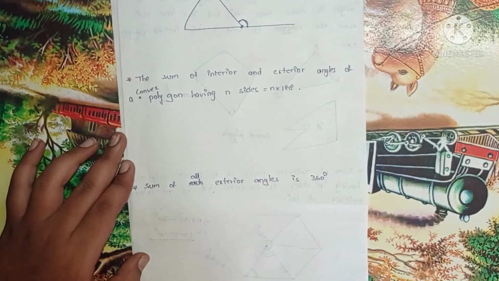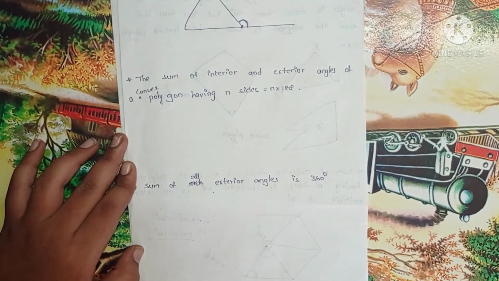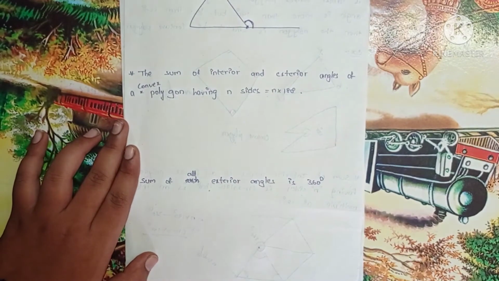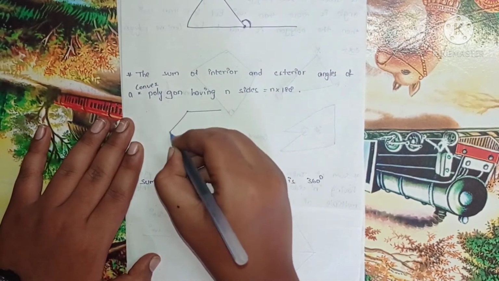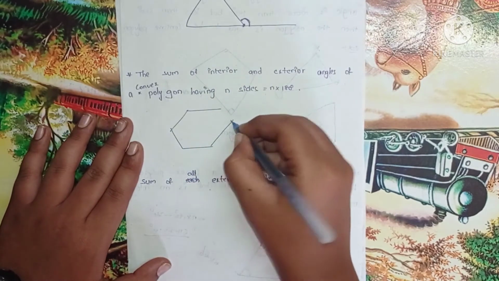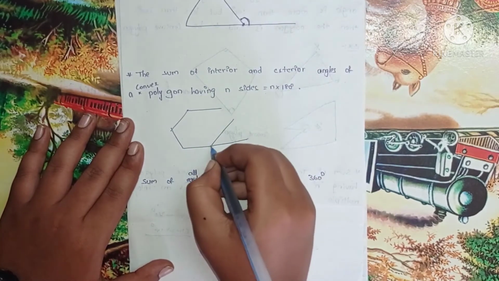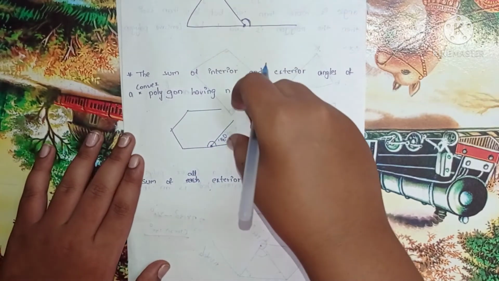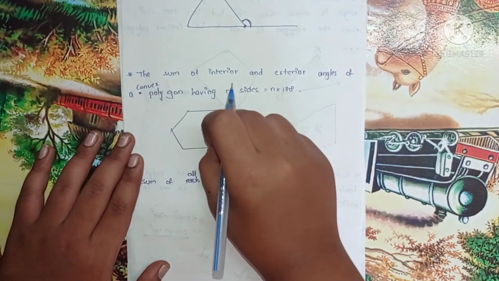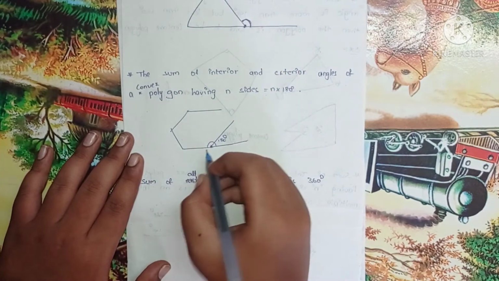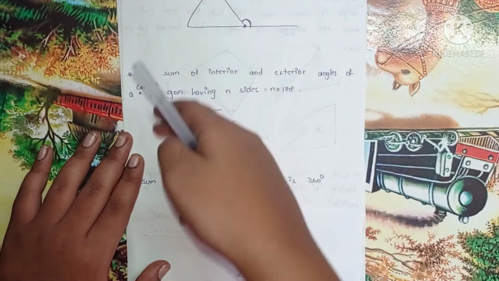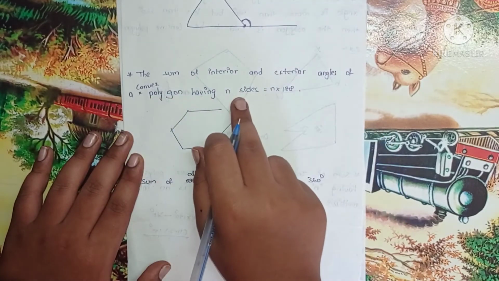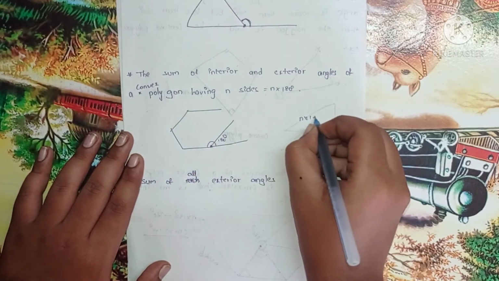Next, the sum of interior and exterior angles of a convex polygon having n sides is n into 180 degrees. We will derive it also. By taking an n-sided polygon, we extend one of its sides at the vertex, so the total angle is 180 degrees. We can extend the sides at every vertex, and there are n vertices, so they will form n into 180 degrees in the total polygon. So the sum of interior and exterior angles of a given polygon having n sides is n into 180 degrees.